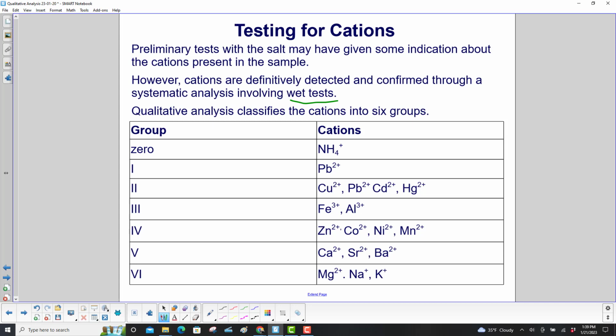So please pause the video and look through the different groups on the left side here. Group 0, 1, 2, etc. And you can see the cations that are in each group.